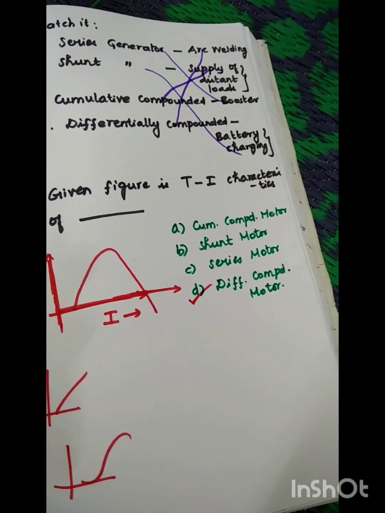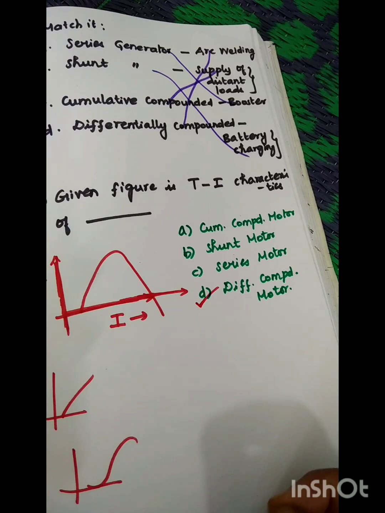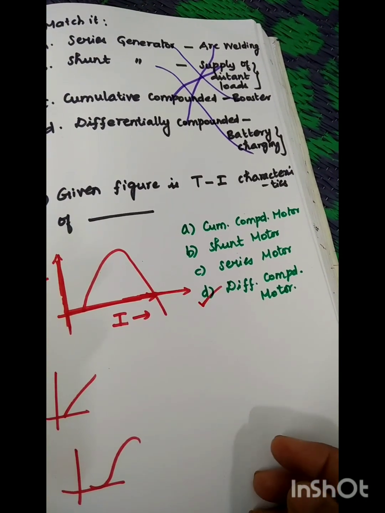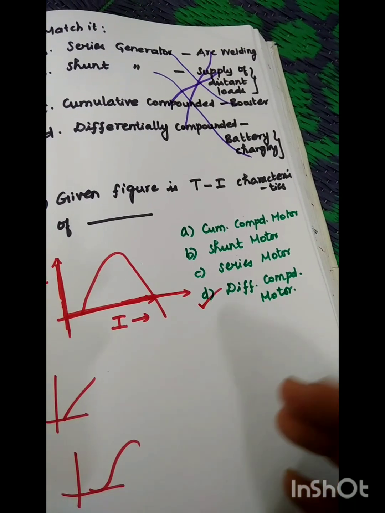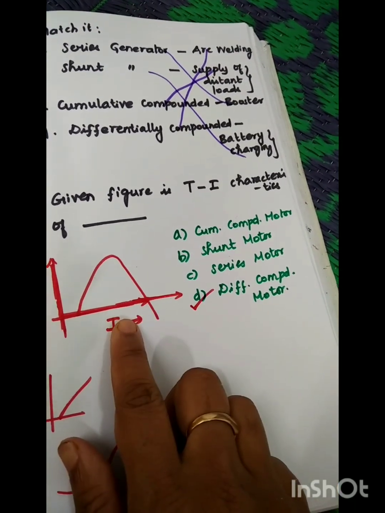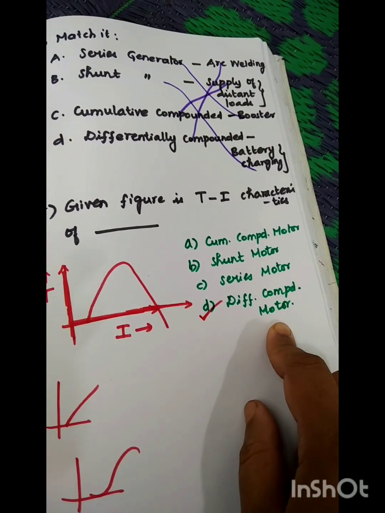Because on light load such a machine runs as a shunt motor, since the series field winding carries only a small current. On heavy load, such a machine runs as a series motor. So the corresponding characteristics for this figure are only for the differentially compounded motor.